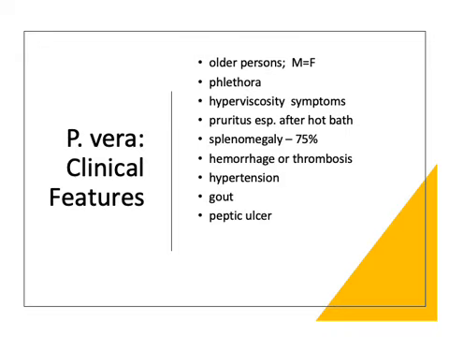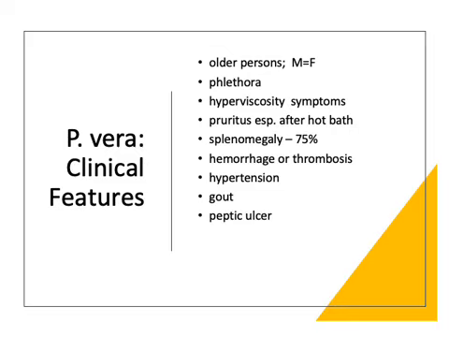The disease usually afflicts older persons, and the main manifestation is plethora. Because of the increase in red cell mass, there will be hyperviscosity symptoms like headache, dizziness, etc. A characteristic feature is pruritus that especially occurs after a hot bath, or what we term aquagenic pruritus.